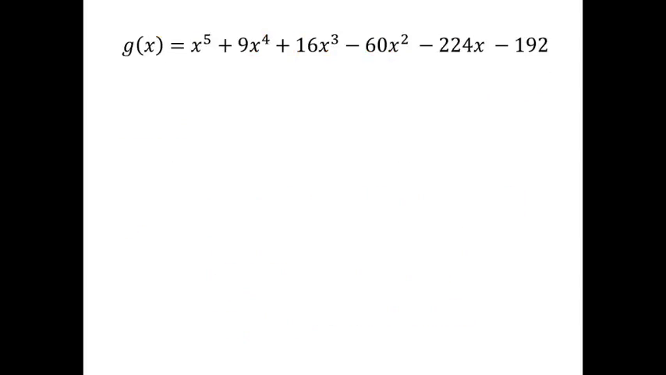Here we have a polynomial with a power of 5. First thing we're going to do is count the sign changes for g of x. We start out with a positive term. My second term is positive, so no sign change. My third term is positive, so no sign change. But my fourth term is negative. So here I have a sign change from positive to negative. And then my next term is negative, and my last term is negative. So we have one sign change, which means it looks like we are going to have one positive real zero.